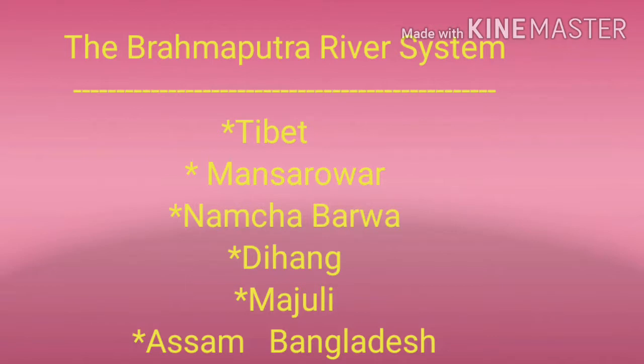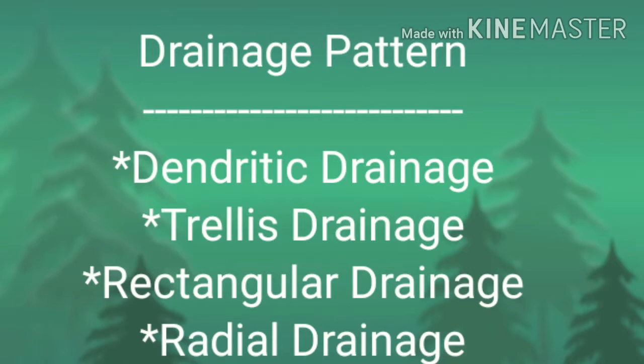Moving on to understand drainage pattern. Drainage pattern means the pattern in which the river flows. Students, the streams within a drainage basin form certain patterns depending on the slope of land, underlying rock structure, as well as the climatic condition of the area. Students, there are basically four drainage patterns of rivers. They are dendritic drainage, trellis drainage, rectangular drainage, and radial drainage.